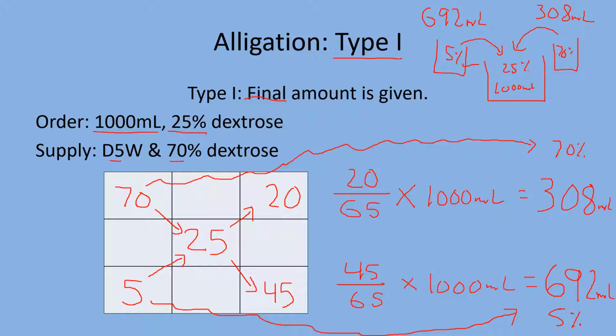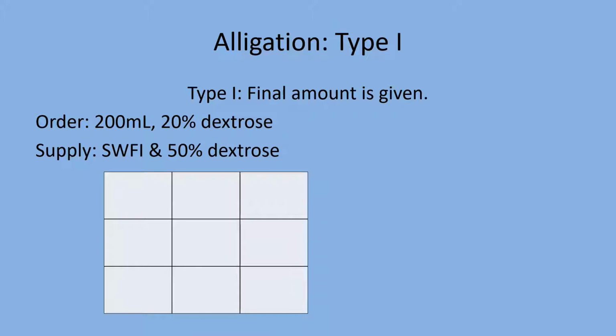So just follow the steps, and we'll do another example of type 1 allegation. The question might be, how much of this to use? How much of this to use? If you give them the wrong number, it'd be incorrect. Okay. Right?